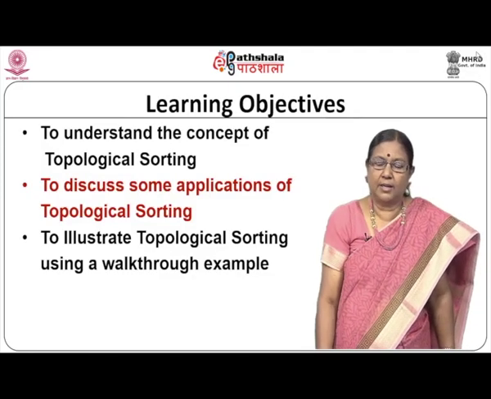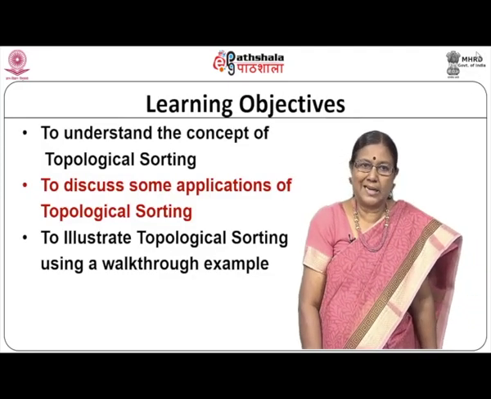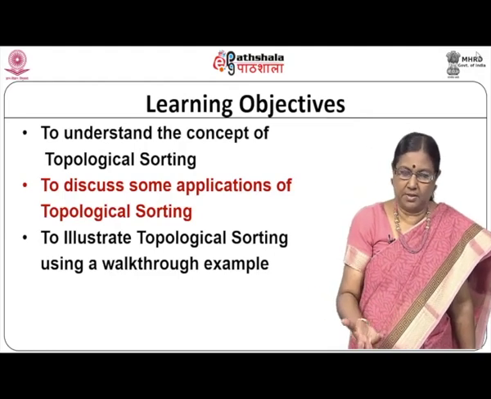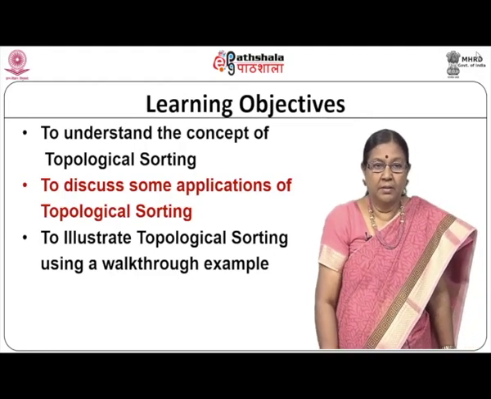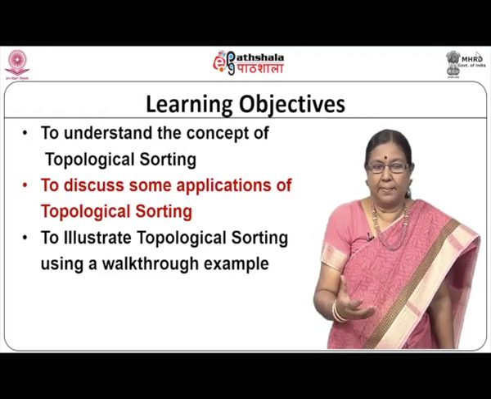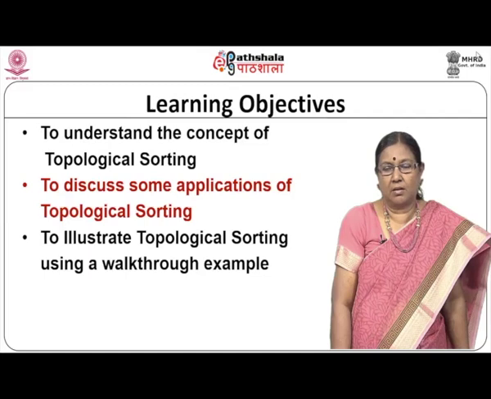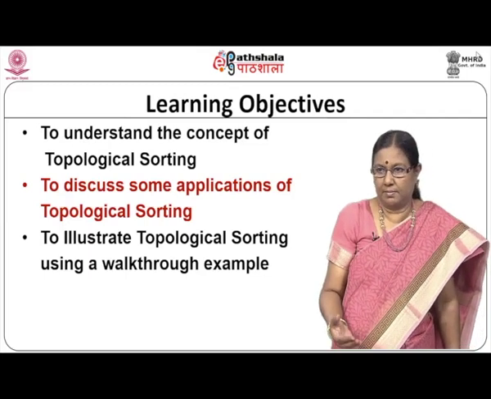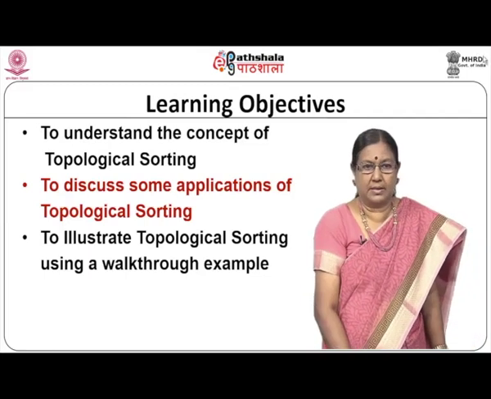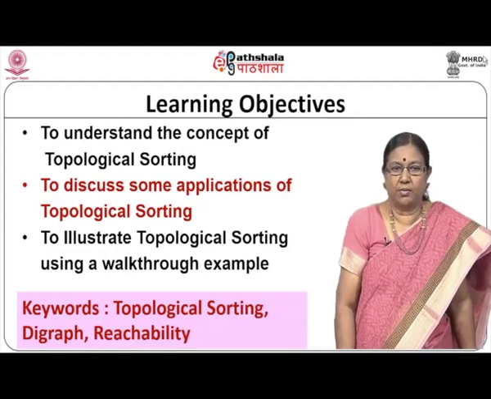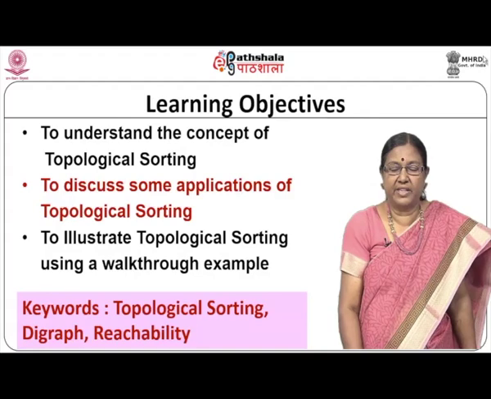The basic learning objectives of this module are to understand what is meant by topological sorting, or the concept of topological sorting. We will also discuss some applications of topological sorting, and we will illustrate topological sorting as we did for the minimum spanning tree using a walkthrough example. Keywords associated with this module are topological sorting, digraph, reachability, and so on.